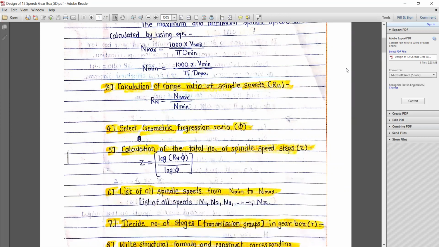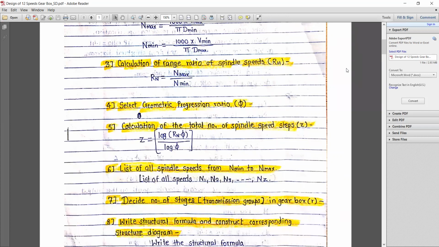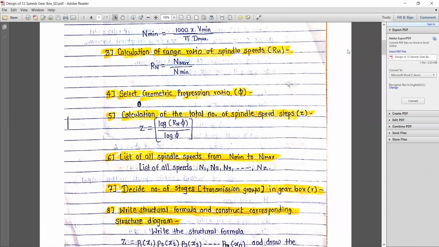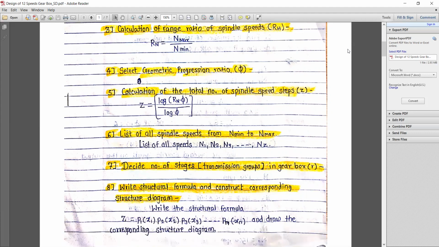Third step, calculate the range ratio of the spindle speed, that is Rn, which is nothing but the ratio of N max divided by N minimum, which we can also call the transmission ratio. It gives the actual transmission ratio, which is indicated here as the range ratio of the spindle speed. Fourth, we need to select a geometric progression ratio, that is phi.